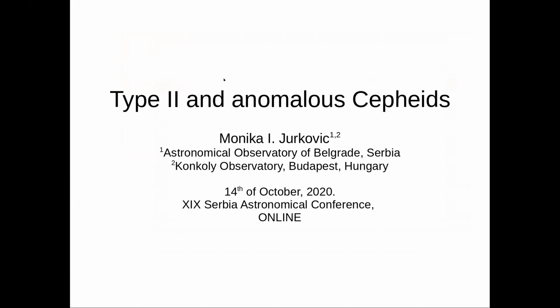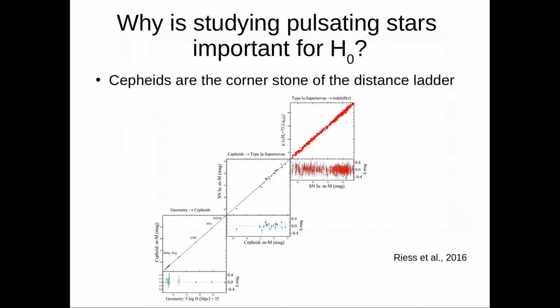I'm going to talk about type 2 and anomalous Cepheids, which were actually my PhD thesis. So why is it important to study pulsating stars? Because type 2 Cepheids and anomalous Cepheids are pulsating stars. It is important because Cepheids are the cornerstone of the distance ladder. And here is a graph showing the distance ladder. It is from Adam Riess.